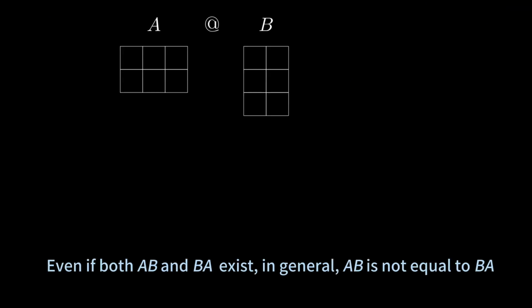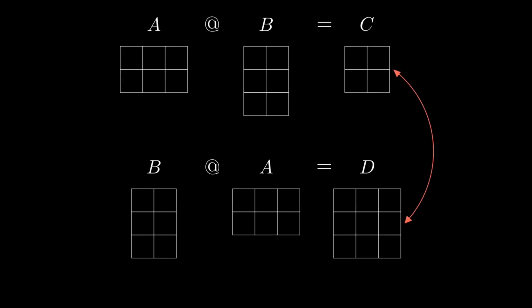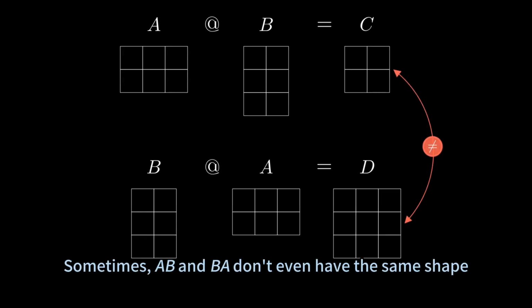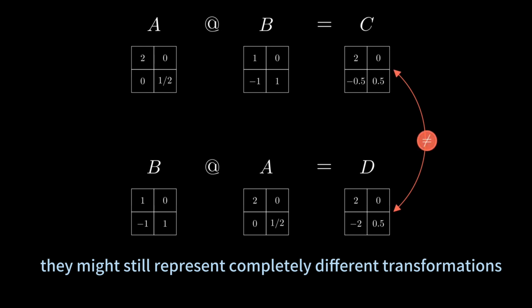Even if both A times B and B times A exist, in general, A times B is not equal to B times A. Sometimes, A times B and B times A don't even have the same shape. Even when they do have the same shape, they might still represent completely different transformations.